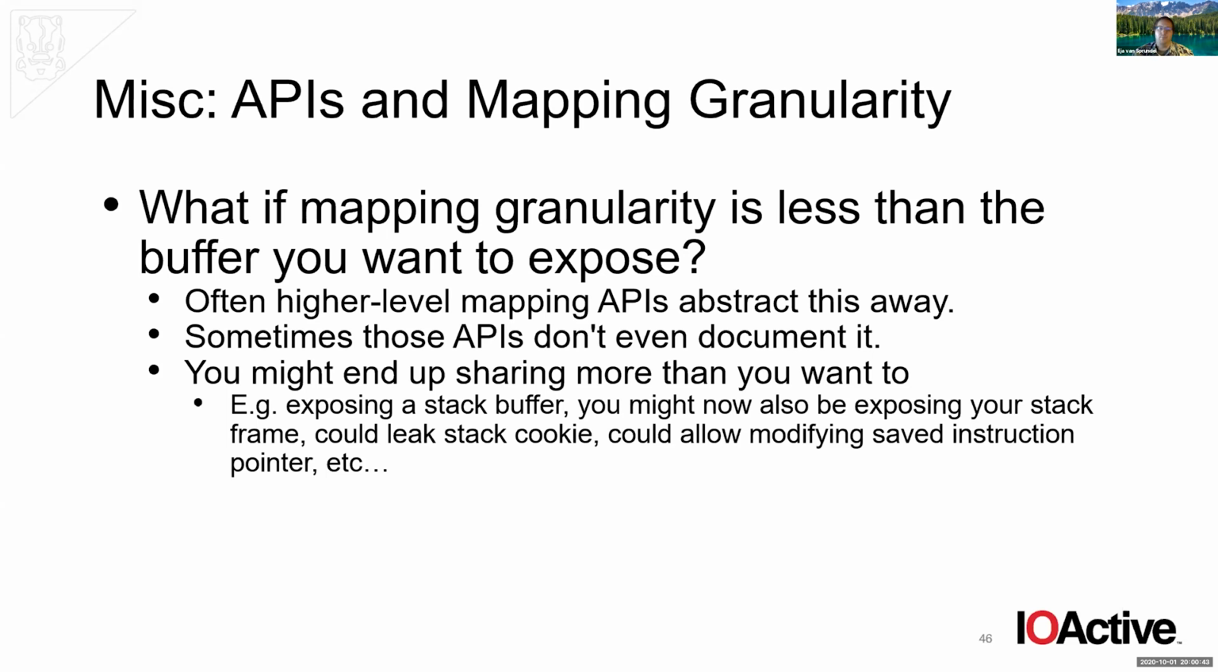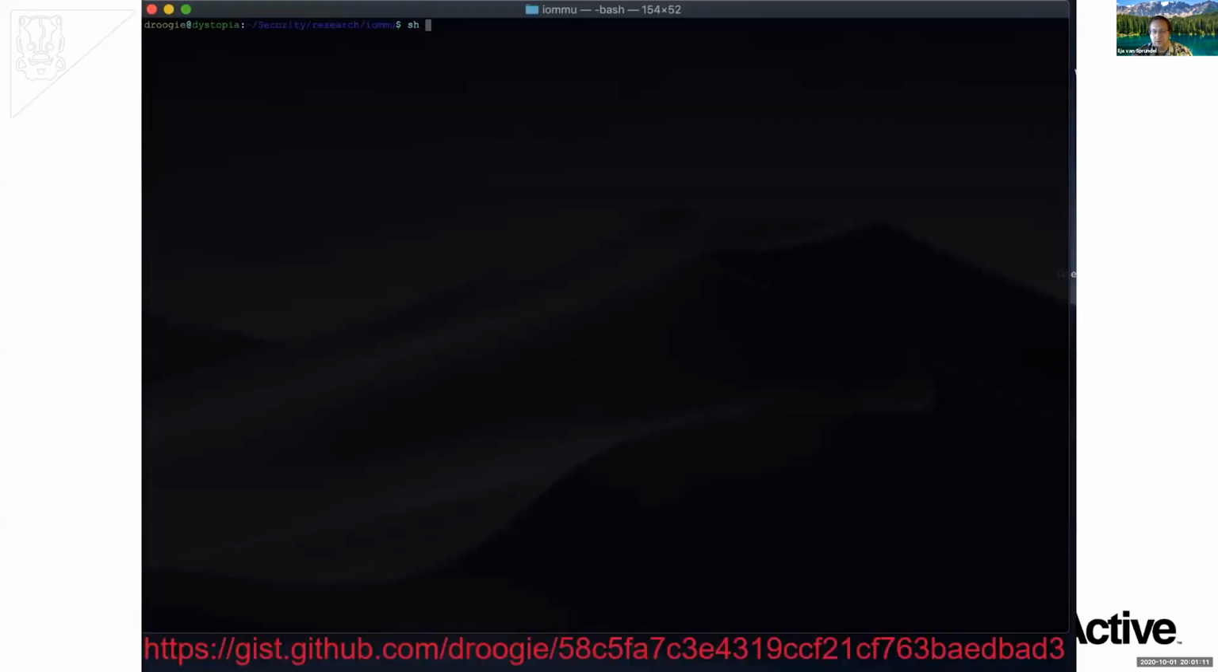If you end up mapping a stack buffer, then you may leak stack cookies, or you may allow overriding the instruction pointer. If it's a heap chunk that you're sharing, then you may allow overriding some heap metadata, or if you're doing it read-only, you may allow for any kind of info leaks. In fact, in the next slide, we're going to demo an info leak in the E1000 driver in the Linux kernel.